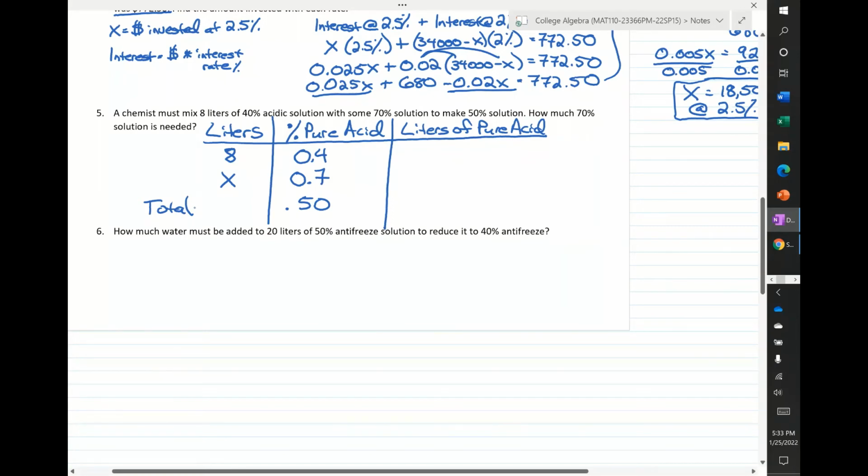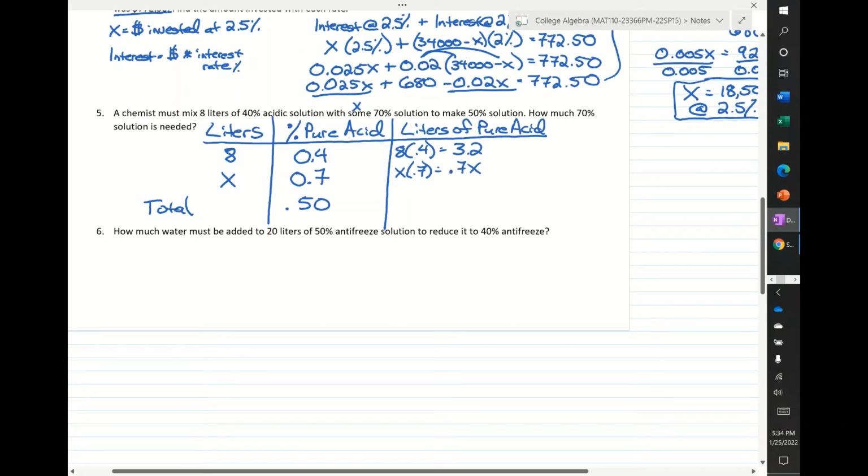So just take a second and see if you can understand where those numbers come from. We have 8 liters of 40% acid. So 8 liters, 0.4 is the same as 40%. The way we get liters of pure acid is we just multiply them. 8 times 0.4 is equal to 3.2. That's how many liters of pure acid there are. For that second one, we don't know how much of the 70%. That's why X is some. But some of 70%, we could just do X times 0.7. That comes out to 0.7X.